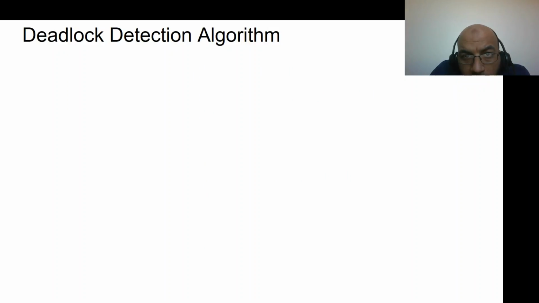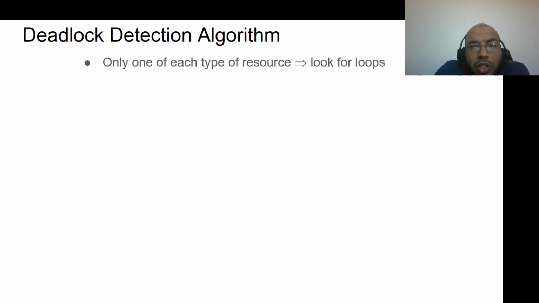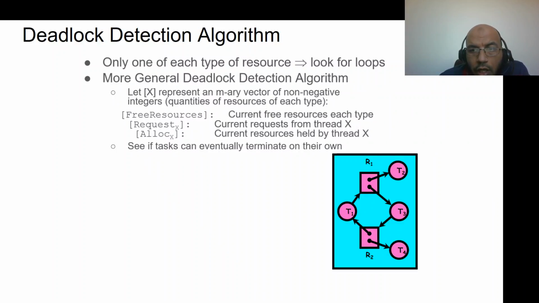For a deadlock detection algorithm with only one of each type of resource, that means that all resources are being consumed. You look for loops. Here, for example, we said that there is no deadlock because eventually when T2 and T4 release the resources, then T3 can acquire the resource and T1 can acquire R1. So in this case, having multiple resources has helped you.